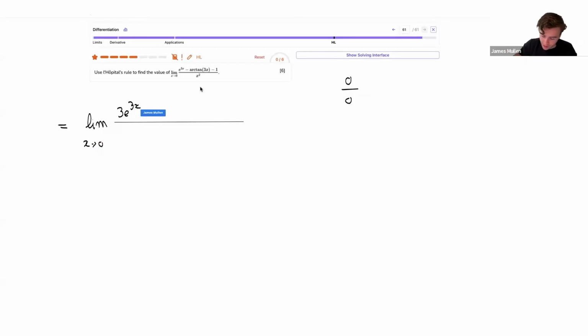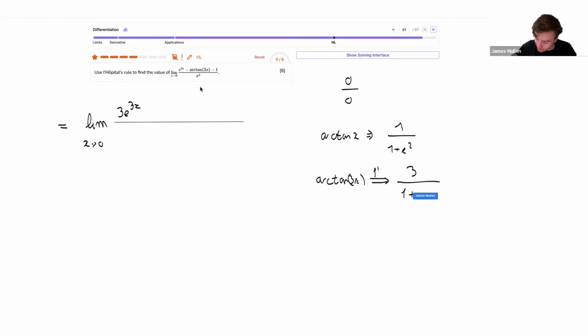And then for arctan of 3x, well, arctan of x has a derivative of 1 over 1 plus x squared. So that means that arctan of 3x has a derivative of 3 from the derivative of 3x divided by 1 plus, and now 3x squared is 9x squared. So this is plus 3 over 1 plus 9x squared, and the minus 1 goes to 0, so it just disappears. And now in the denominator, I have x squared, which becomes 2x.